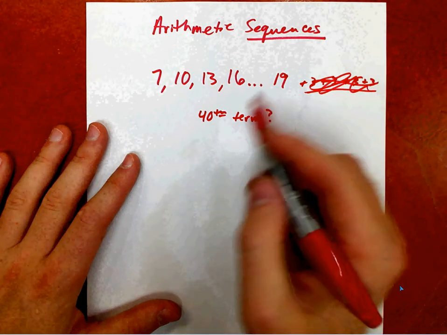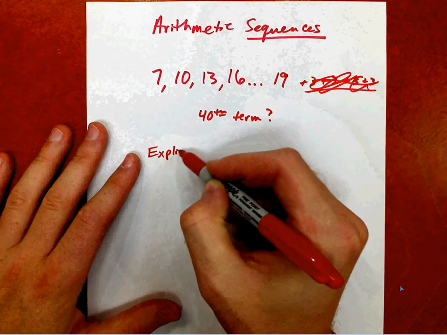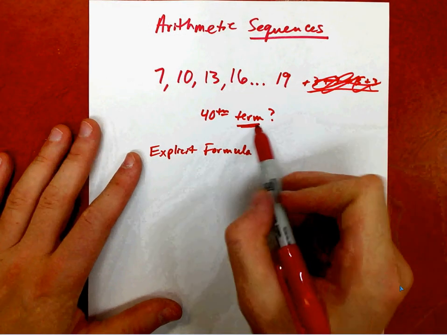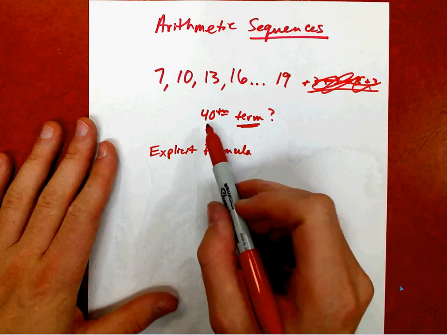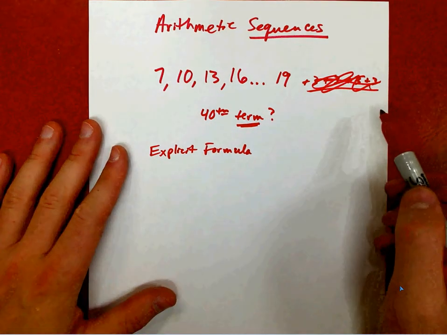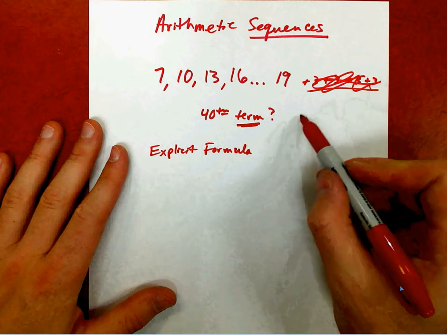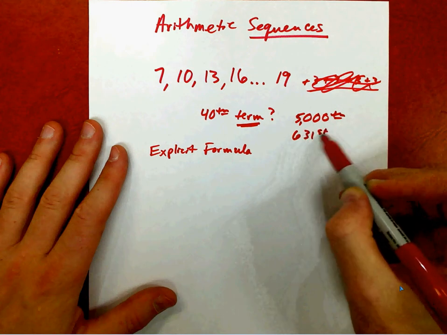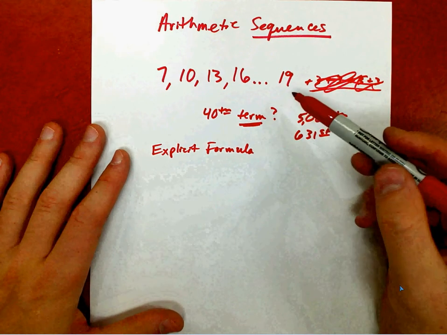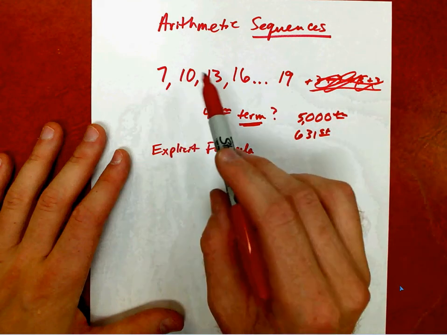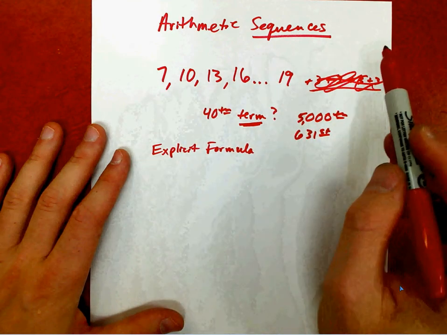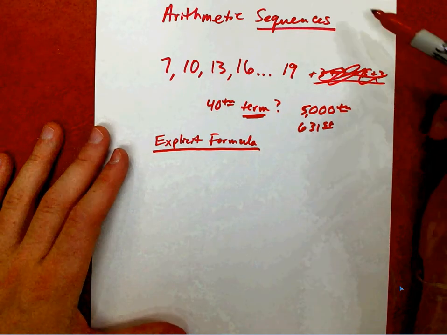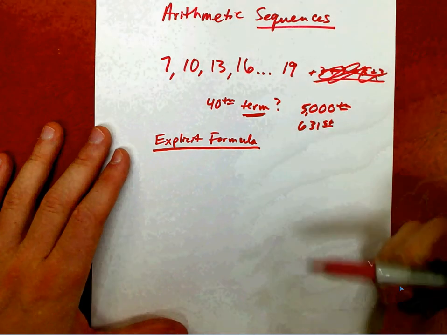I wonder if there's a formula, an explicit formula, that will tell me any term of the sequence that I want, such as the 40th, or the 5,000th, or the 631st. There's got to be some sort of efficient method to do that without having to continue to add to find the next term. Well, the book suggests one way to find an explicit formula for a sequence. I prefer a different method.